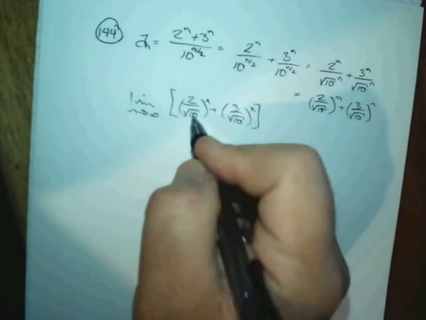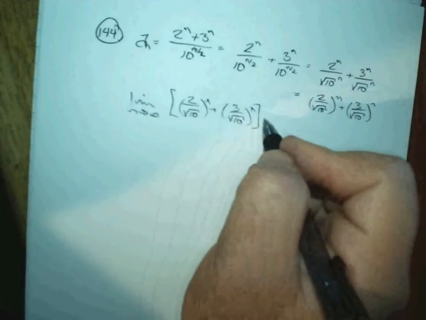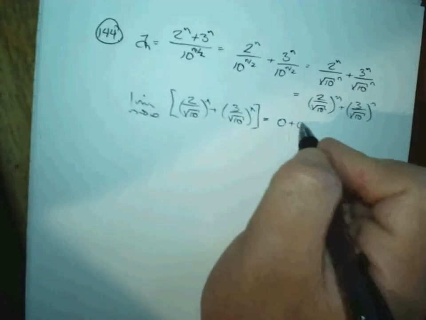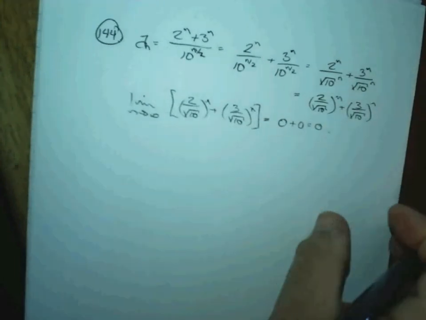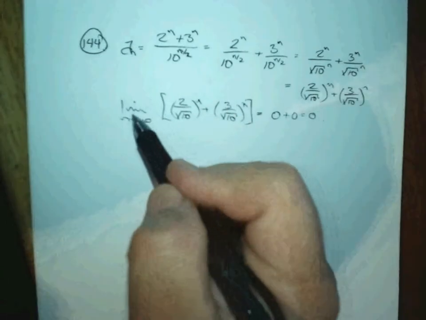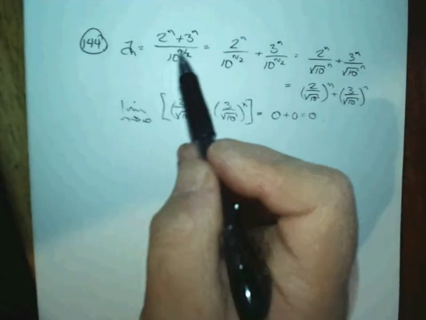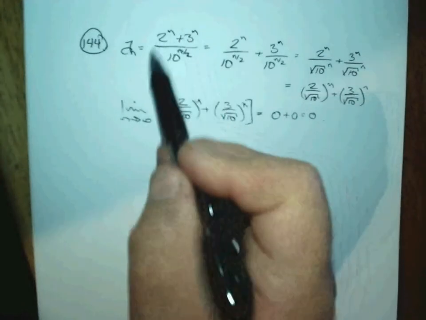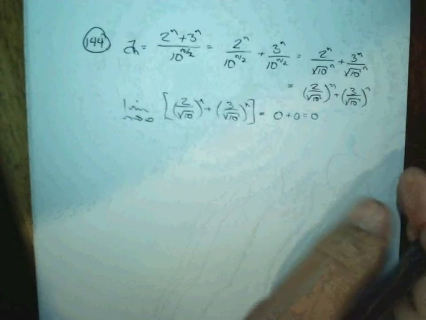Since the square root of 10 is bigger than 2, and the square root of 10 is bigger than 3, this is a fraction less than 1. When you raise it to higher and higher powers, it goes to 0. The limit is 0. All right, so think about what the divergence test tells you in this case. You've calculated the limit of these terms, and they go to 0. What does that tell you about the convergence or the divergence of this series?